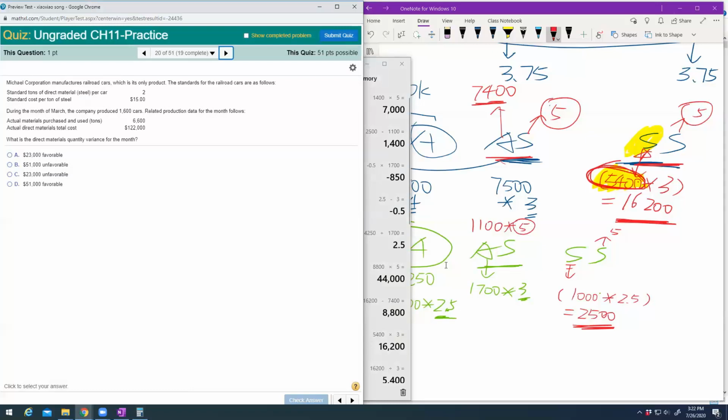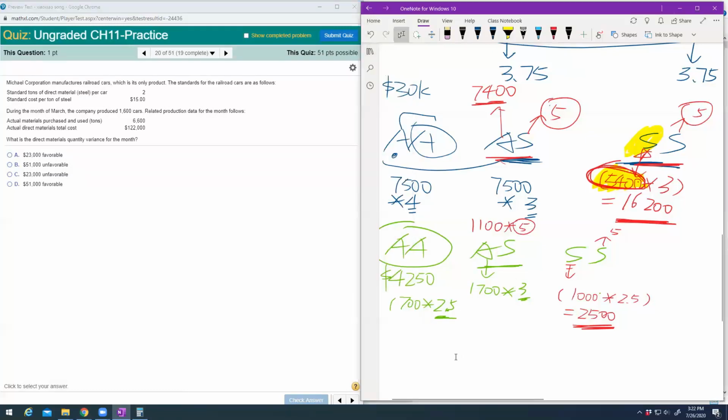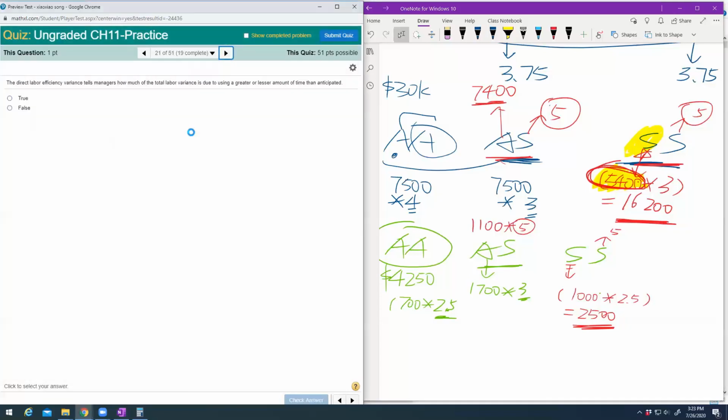You can see I really put a lot of questions for you to practice. I don't want to waste your time, so I leave these questions for you to do by yourself. Asking about the quantity variance, very similar. You produced these cars, and for each car your standard is still 2 tons. The actual tons is 6,600, and the standard cost is $15 per ton. You should get this one by yourself. I'll just skip this one.